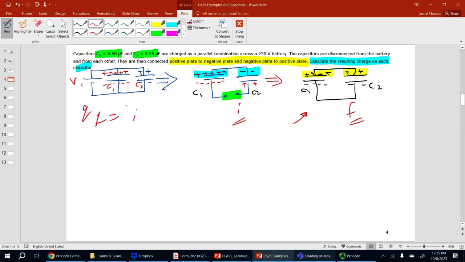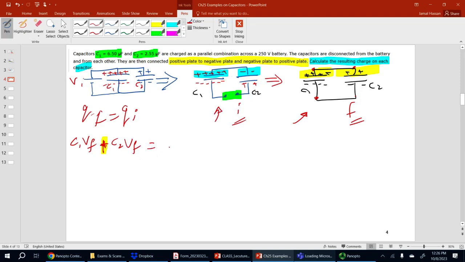So Q final is equal to Q initial. Q final is equal to, so Q is equal to CV, which is C1 V final, where V final means how much voltage we have across it, plus C2 V final. Notice that I say plus here because we have plus sign, we have plus sign here, okay? Equal to Q initial, now let's talk about that.